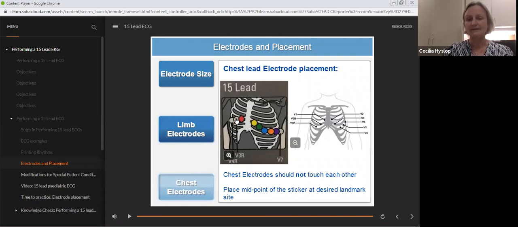And on the other side, then we're going to do V3R and V4R. Again, we're going to forget about V3 for the moment, and we're going to put V4R. So on the right side, because it's a right-sided chest lead, because in pediatrics we're doing 15 lead ECGs. And so we're going to find the mid-clavicular area, and in the fifth intercostal space, mid-clavicular line. Then we're going to put V3R in between.